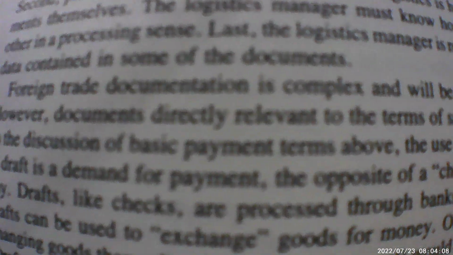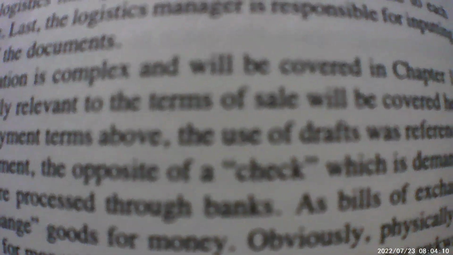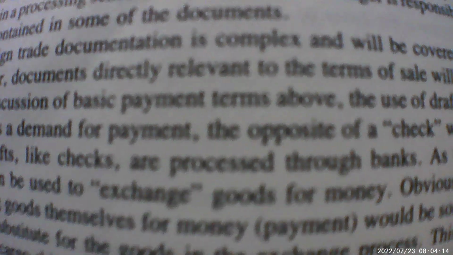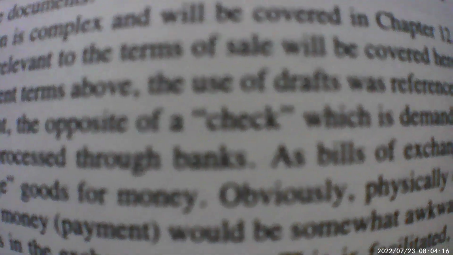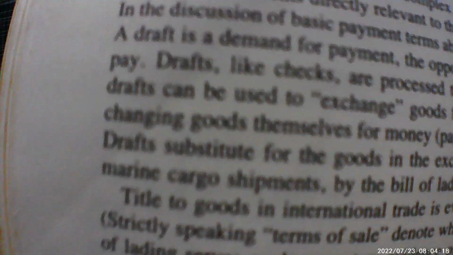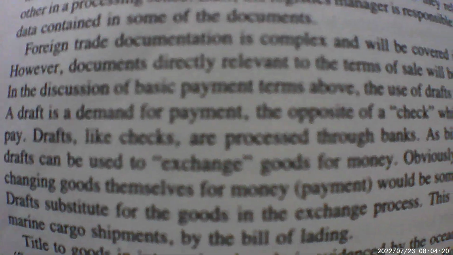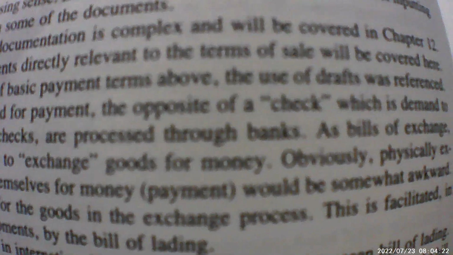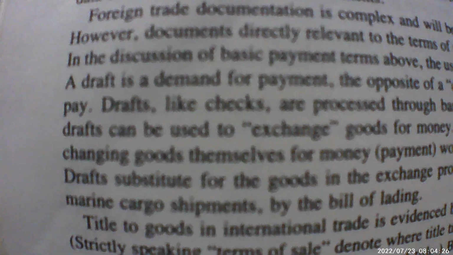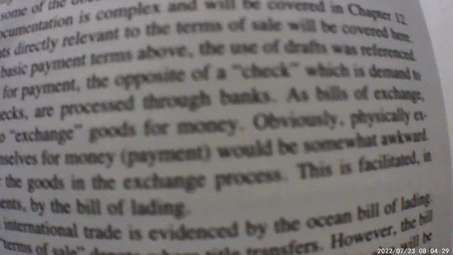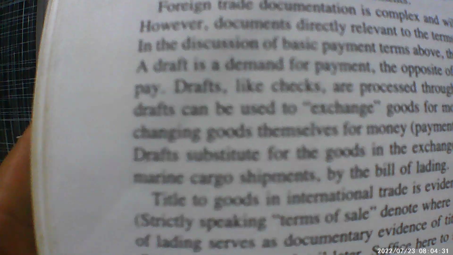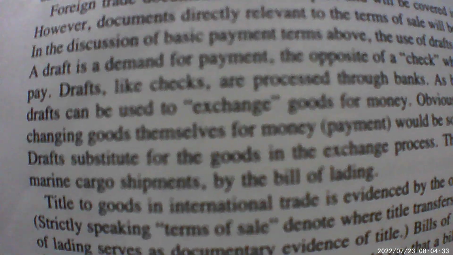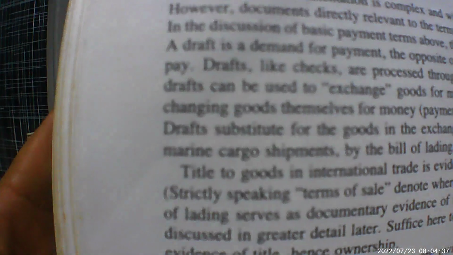Foreign trade documentation is complex and will be covered in Chapter 12. However, documents directly relevant to the terms of sale will be covered here. In the discussion of basic payment terms above, the use of a draft was referenced. A draft is a demand for payment, the opposite of a check, which is a demand to pay. Drafts, like checks, are processed through banks as bills of exchange.